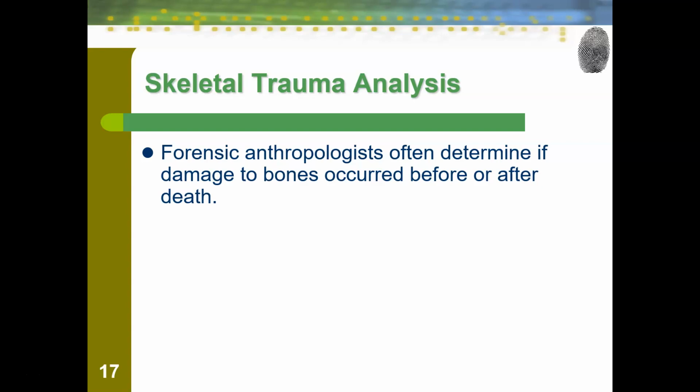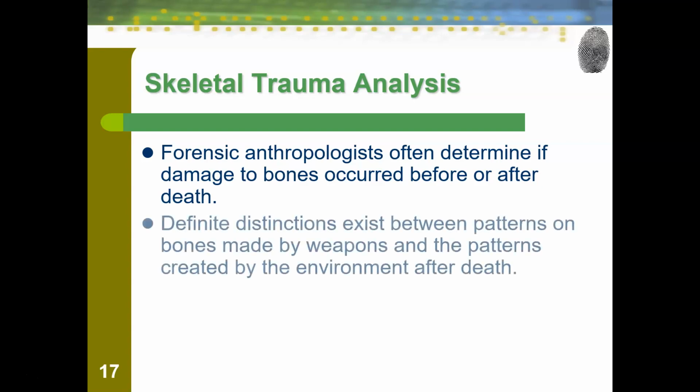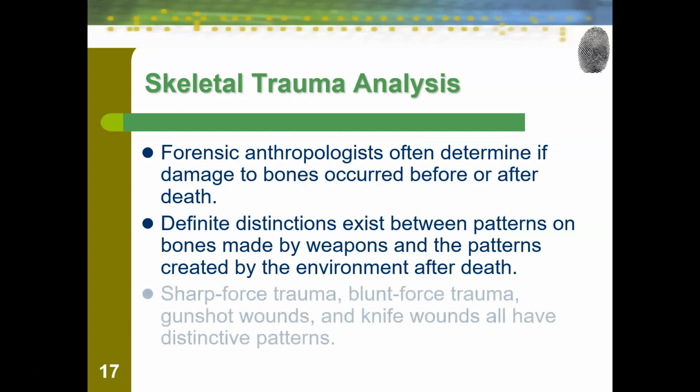Once again, this is important in determining whether these injuries were just part of body disposal or whether these actually happened to a living person. Definite distinctions exist between patterns on the bones made by weapons and patterns created by the environment. So we can tell blunt force trauma from, like, a baseball bat versus a gunshot wound, even on the skeleton, versus animals or the environment having an effect on the body while it's in the wild.